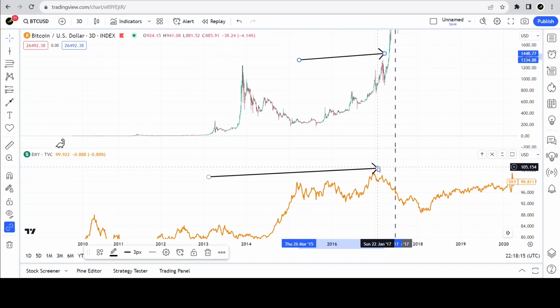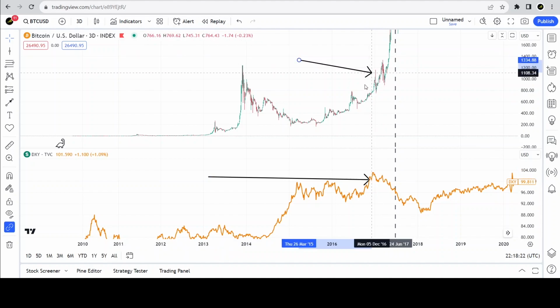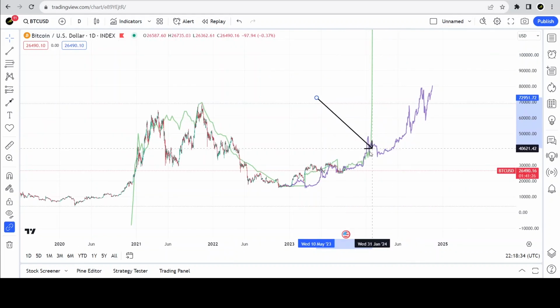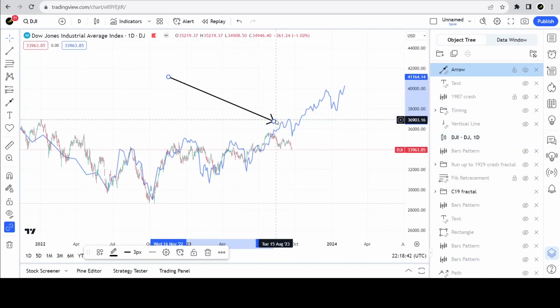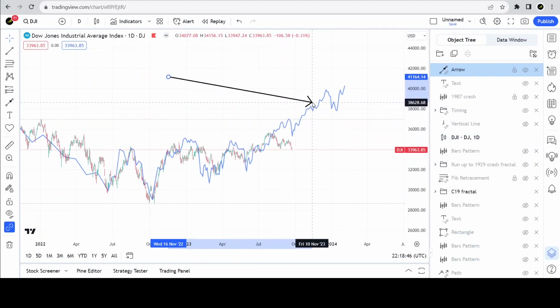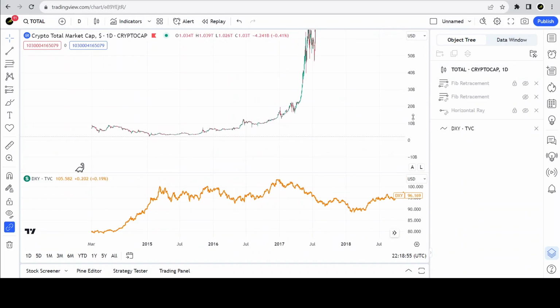So we could potentially see the DXY march up to this peak, its new peak. In the meantime, the price of Bitcoin will do something similar to this or this, which is the same fractal here. Once it peaks, this is what will happen. Meanwhile, the Dow Jones is also continuing to march up higher, which is good for crypto. So let's jump over to the total chart because this shows all of crypto.